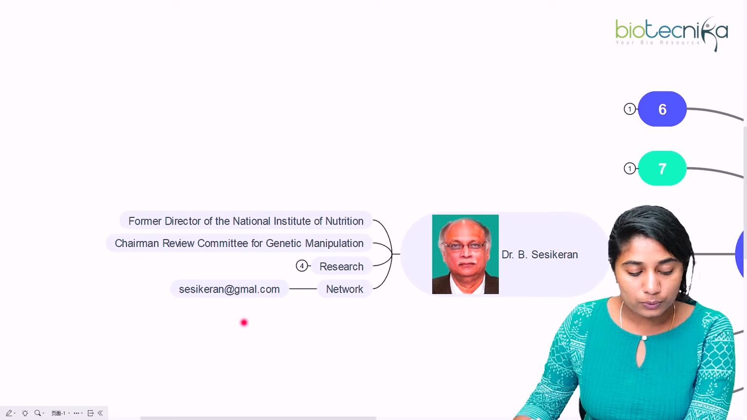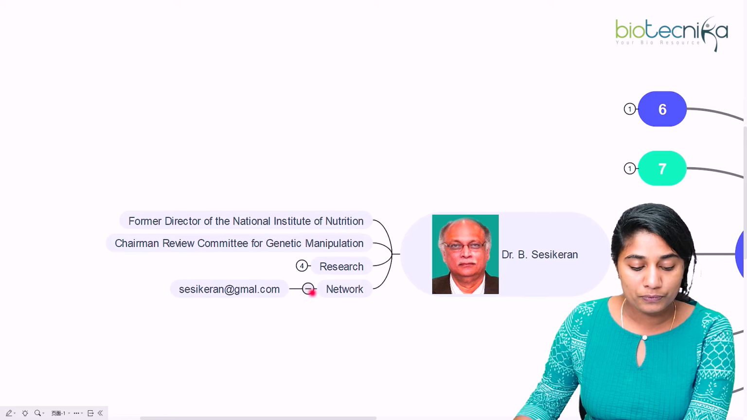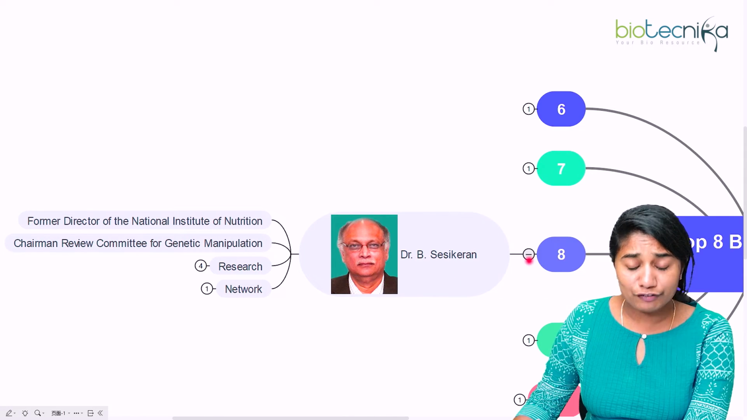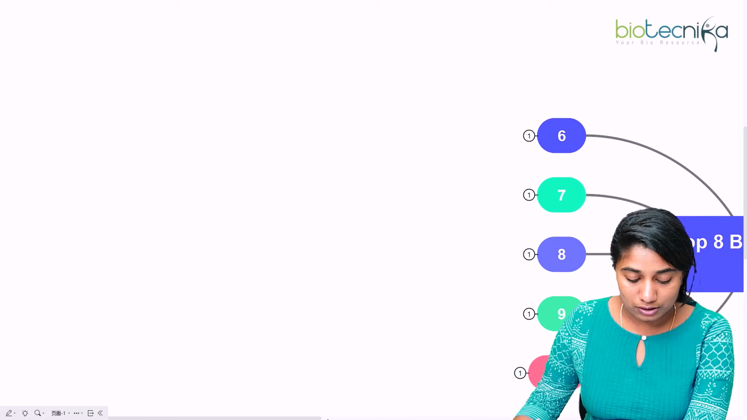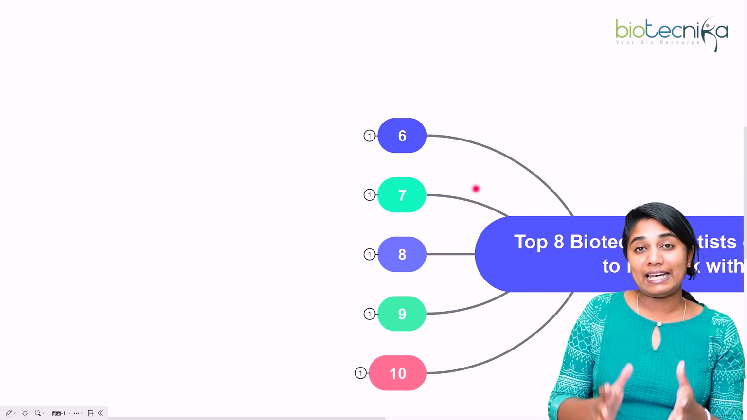So you can network with him with this particular email ID, that is sesikaran@gmail.com. This is his email ID, and you can drop an email to him if at all you want to get in touch with Dr. Sesikaran. Now, with this, we've finished all the 8 scientists.